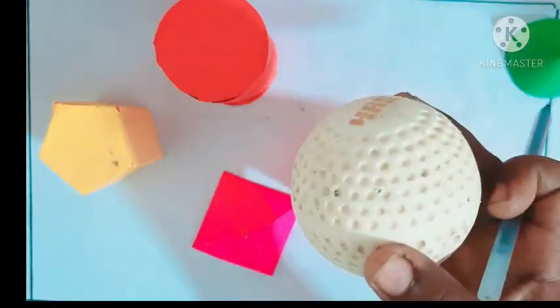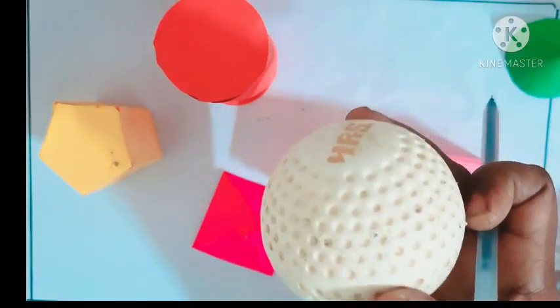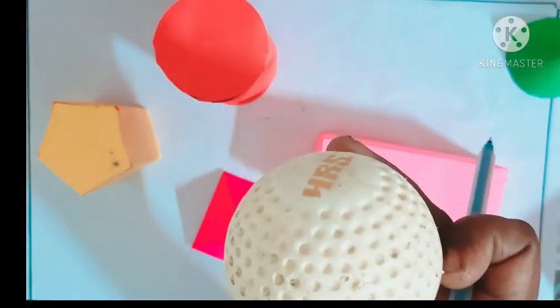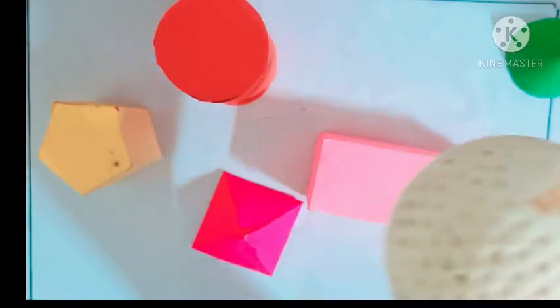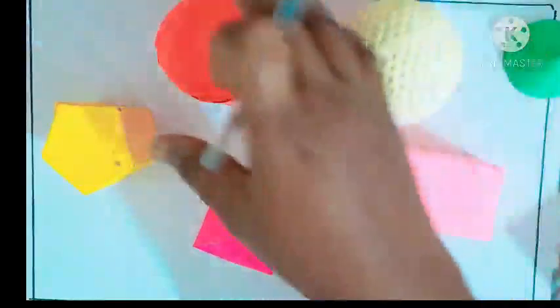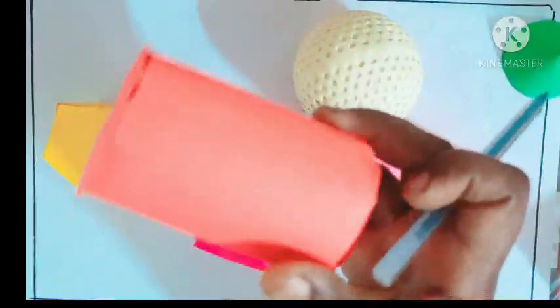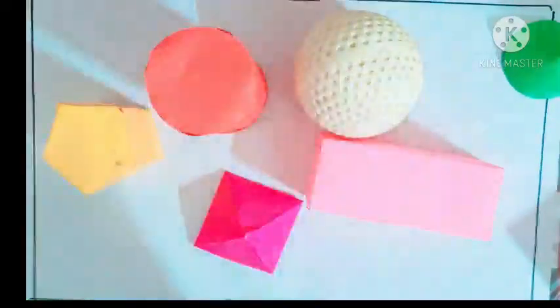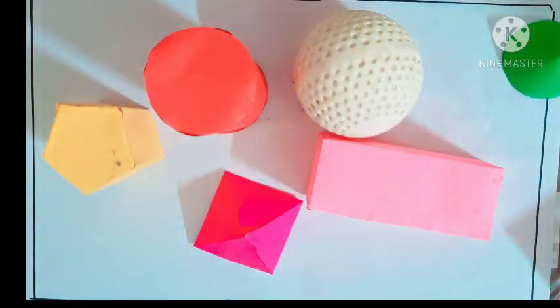Here it's a sphere. Okay. It does not have corners or vertices. It is a curved shape. That's all. Here also you have curved shapes. Right? Fine. Now you are going to fill the blanks which are given at the back.